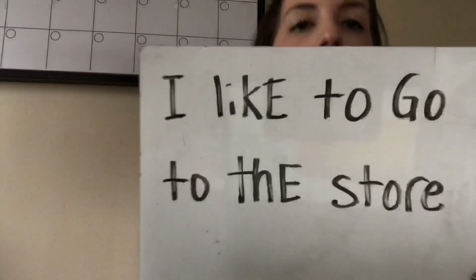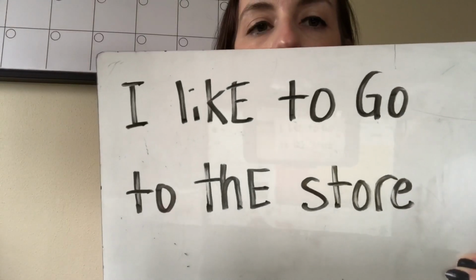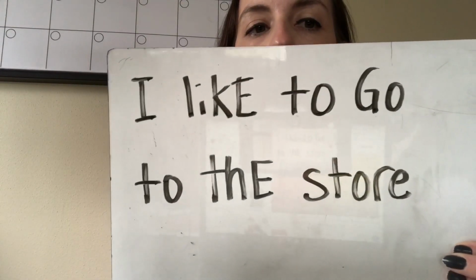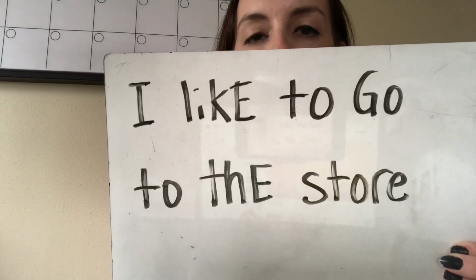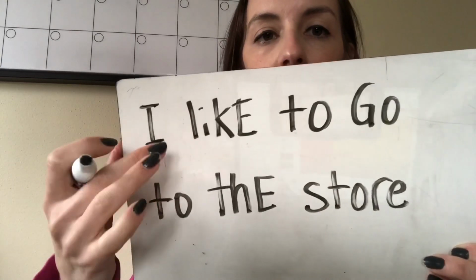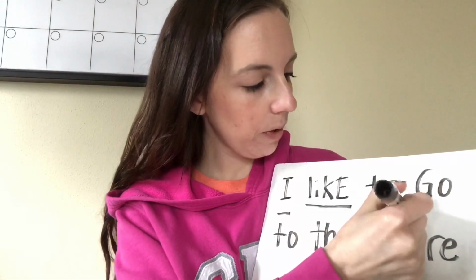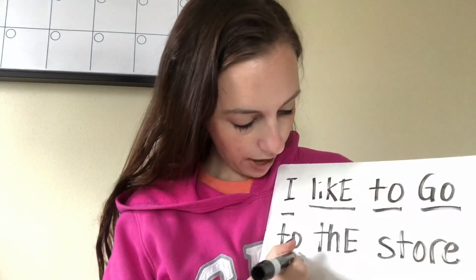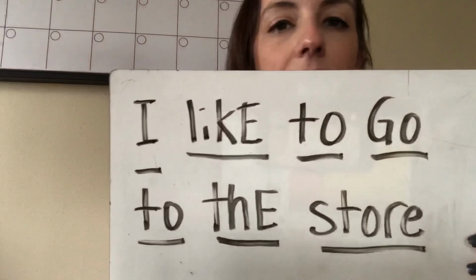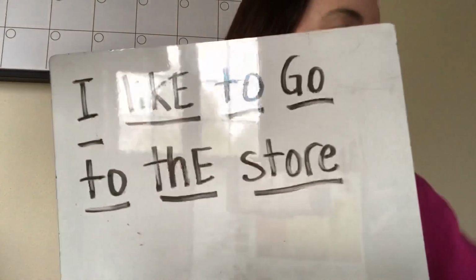Okay, I've written this sentence. Let's read it together. I like to go to the store. Okay, this sentence has 1, 2, actually I can underline them. 1, 2, 3, 4, 5, 6, 7 words in it. This sentence has 7 words, but I see some mistakes.